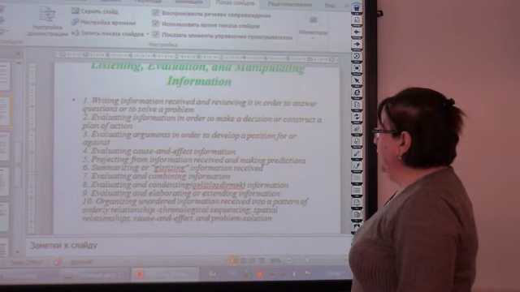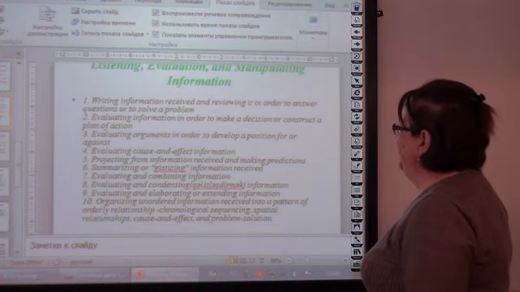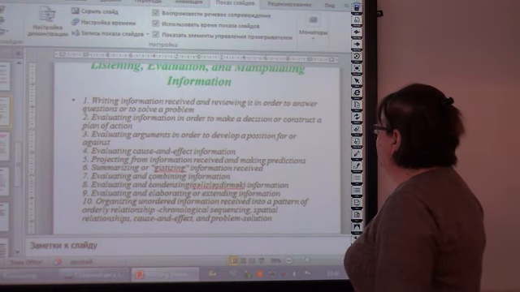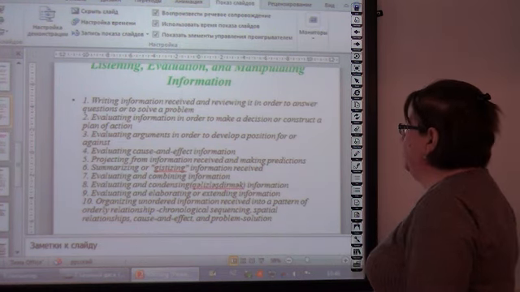Okay, evaluating arguments in order to develop a position for or against.